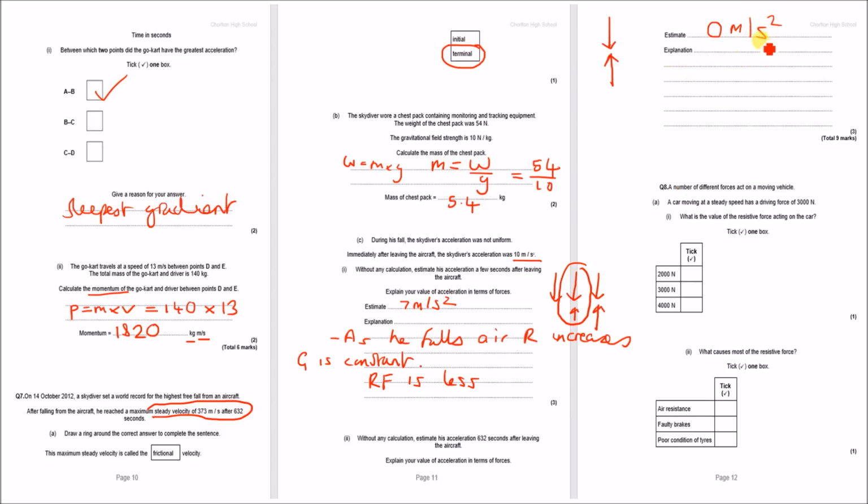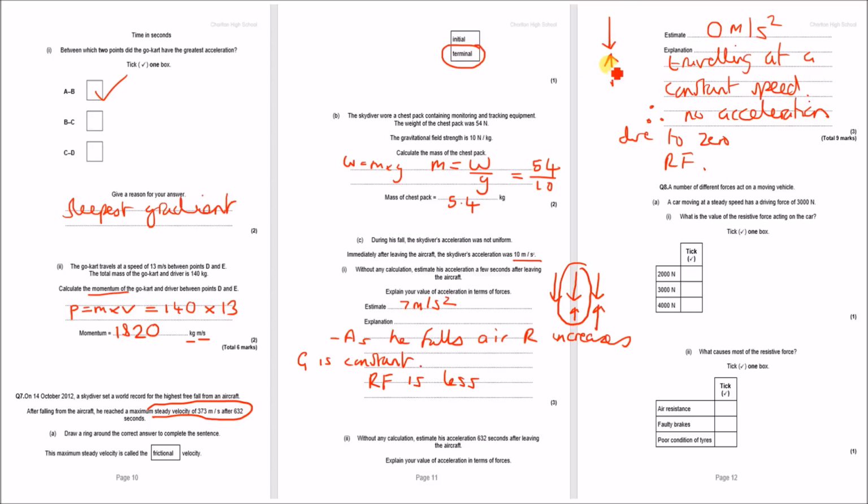So the estimate would be 0 meters per second squared acceleration. And the reason for that is because the skydiver is traveling at a constant speed. Okay? And if you travel at a constant speed, that is because the forces are balanced, therefore there is, so I'll put therefore, no acceleration. Okay? Due to 0 resultant force.